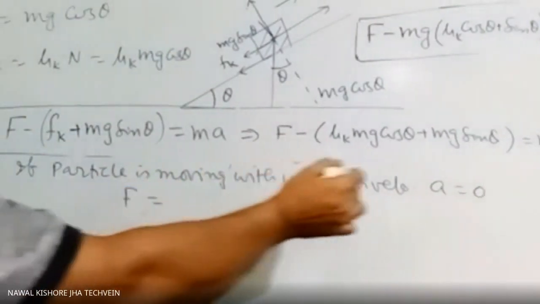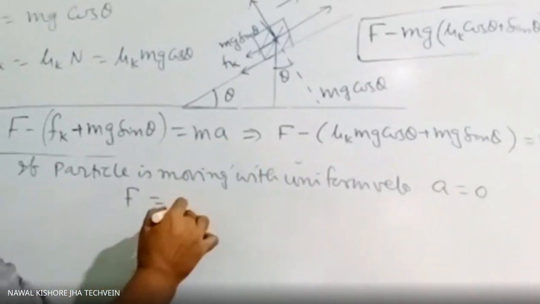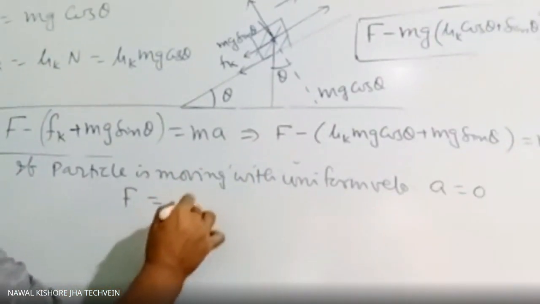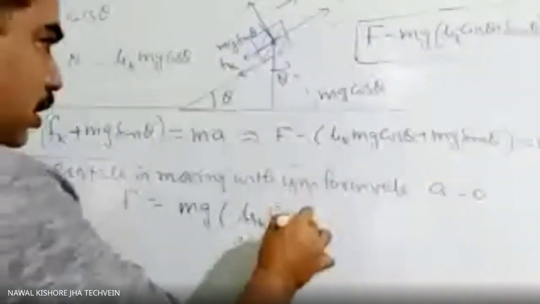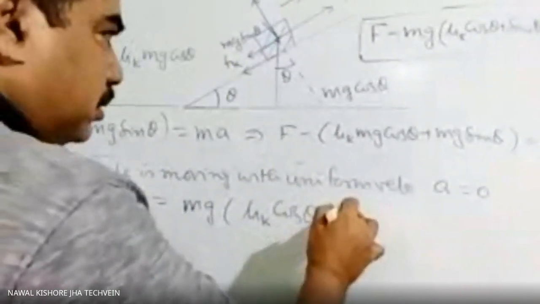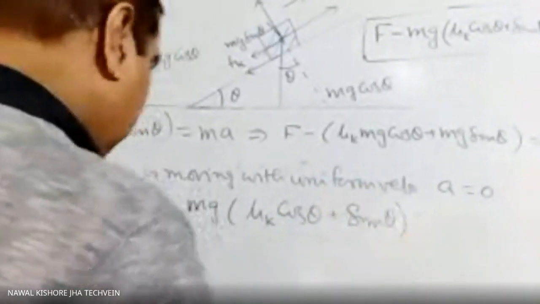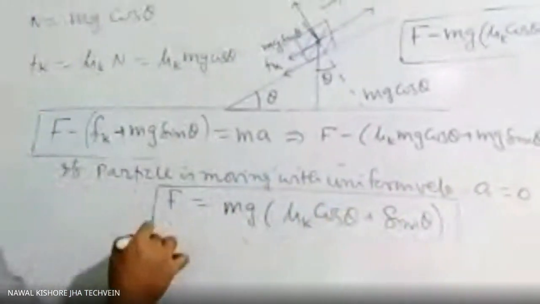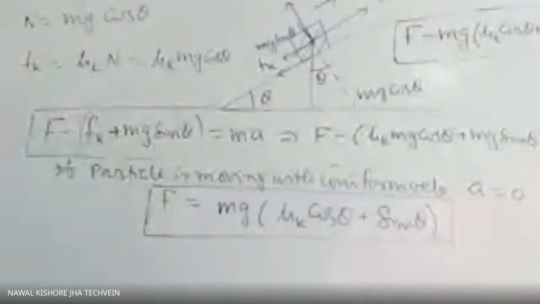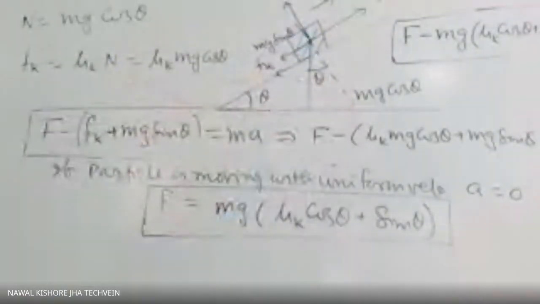So this A is 0, then this F will become mg, taking common, mu k cos theta plus sin theta. So this will be the force when acceleration is 0, that is, if the object is moving upward with uniform velocity.